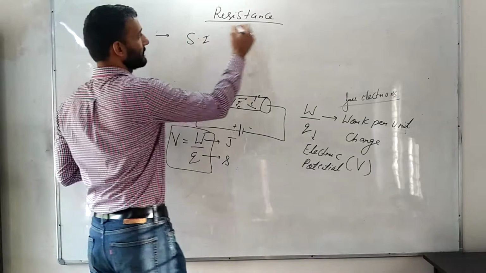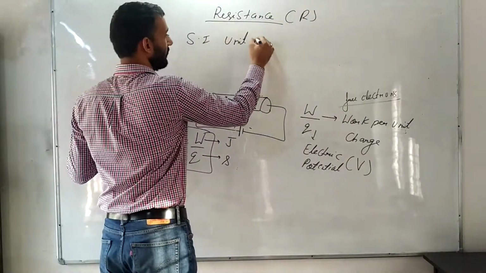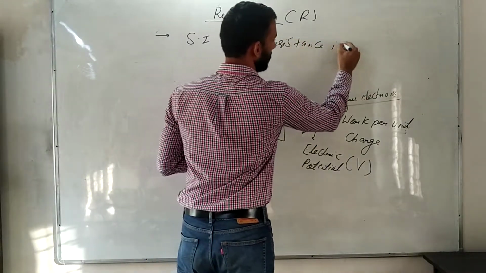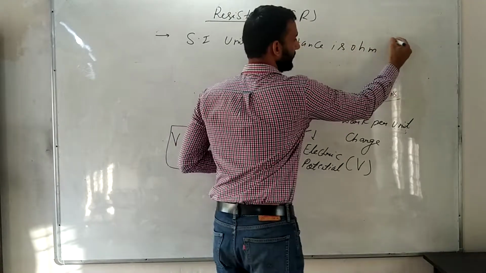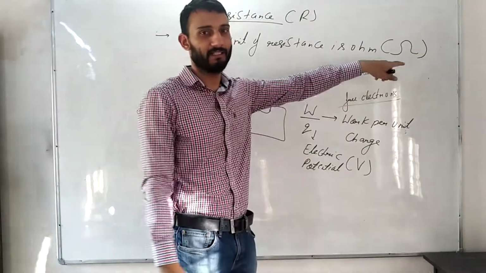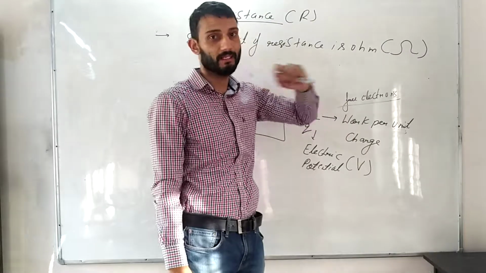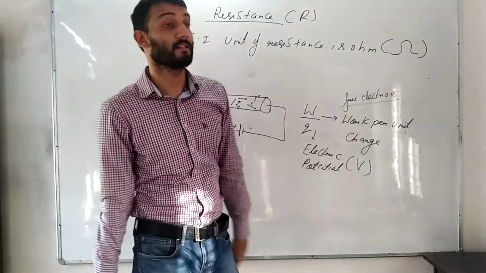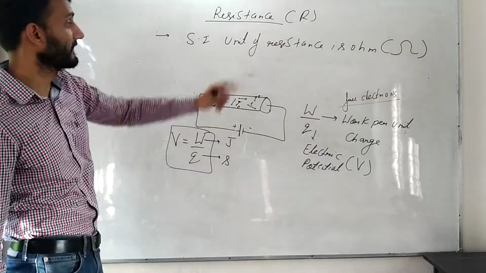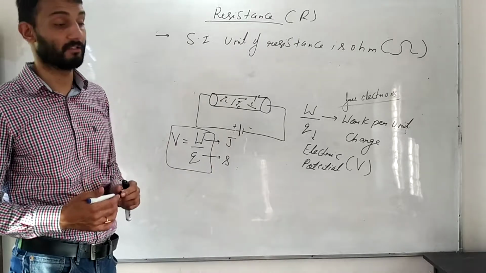Now resistance, capital R is the symbol. SI unit of resistance is ohm, and the symbol is omega. You can see this symbol resembles a speed breaker, where the speed of the electrons will break as they are colliding with each other. So this is a very important property of a conductor. Okay, so SI unit of resistance is ohm, and the cause of resistance is the collision of electrons.